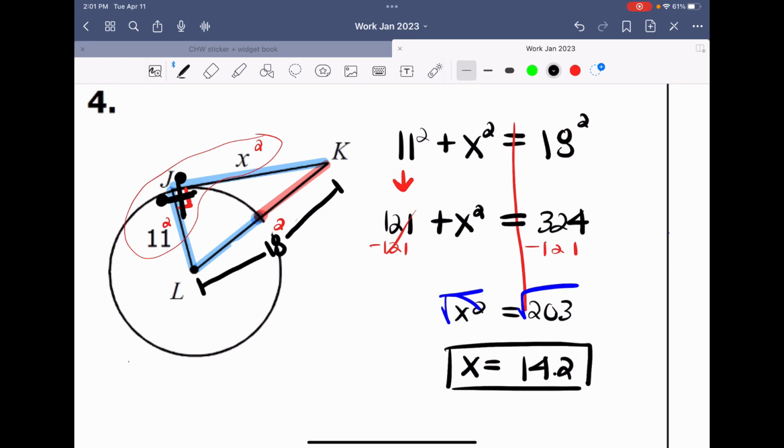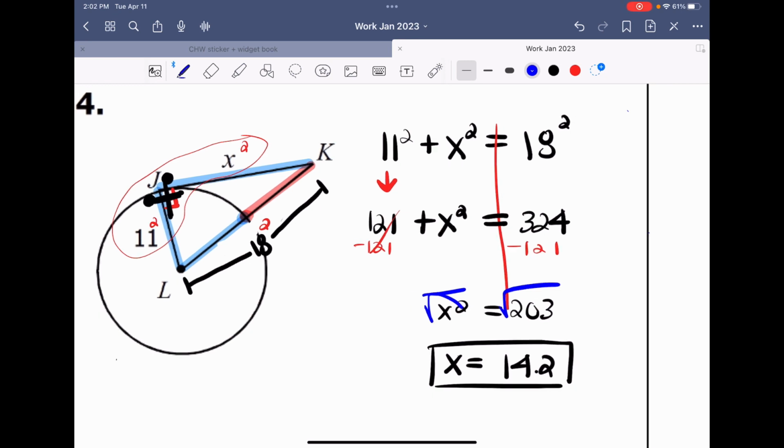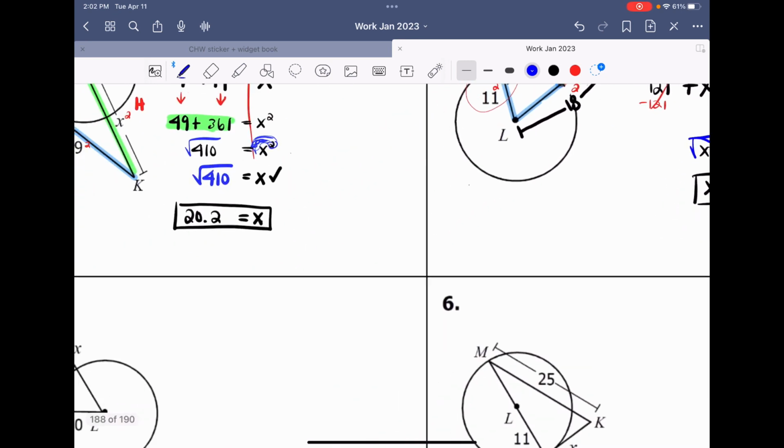So what does that mean? It means that the top piece right here measures 14.2 from J to K. All right, I'm using blue and red, and that's about it. Okay, hopefully that makes sense. If I'm going too fast or too slow, you could speed it up or slow it down.